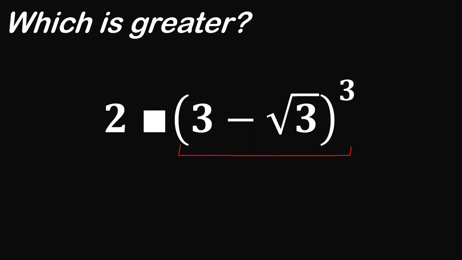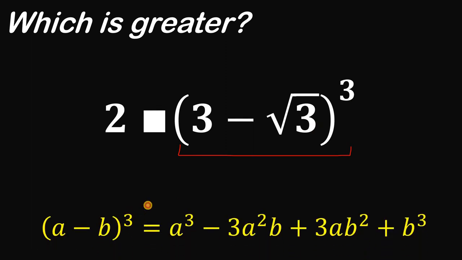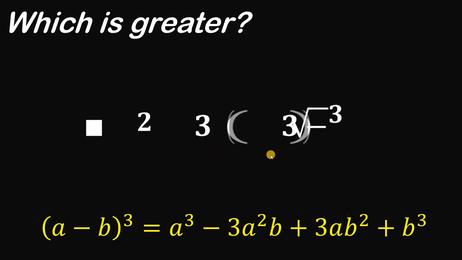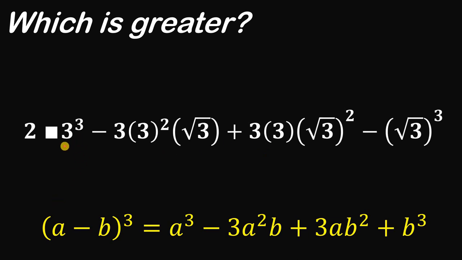We will use this identity: a minus b raised to the power of 3 is a cubed minus 3a squared b plus 3ab squared minus b cubed. Here, a represents 3 and b represents the square root of 3. So we can easily expand 3 minus the square root of 3 raised to the power of 3. We have 3 cubed minus 3 times 3 squared times the square root of 3, plus 3 times the square root of 3 raised to the power of 2, minus the square root of 3 raised to the power of 3.